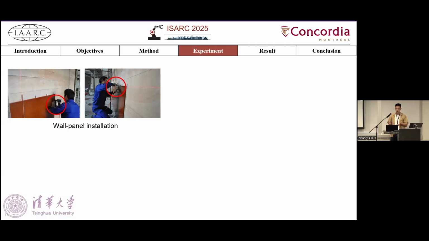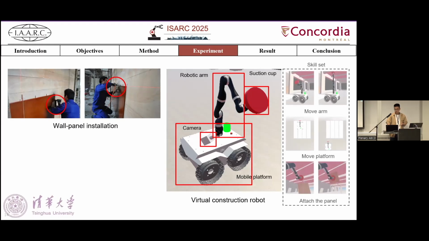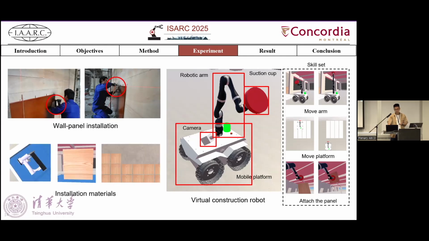And this process is repetitive and physically demanding and may have a risk of hand injury. So we use a construction robot to assist. It has a mobile platform, a robotic arm, and a suction cup. And it has a set of skills like move its arm to a designated posture, move its platform to a designated position, and attach or detach its panel. And the installation materials include several panels and a nail gun.